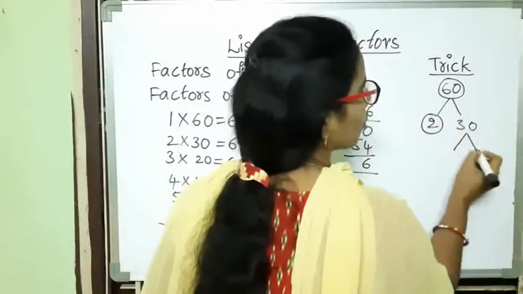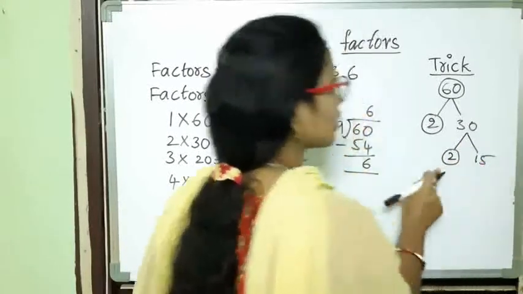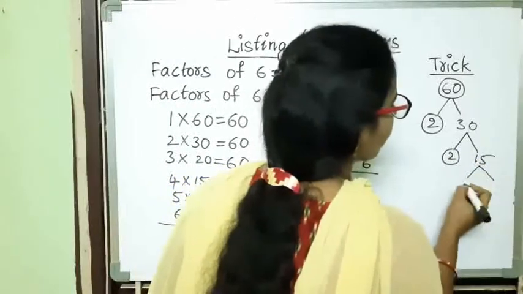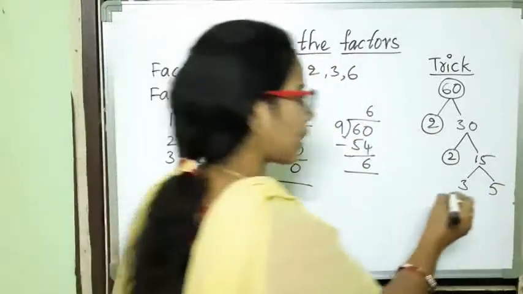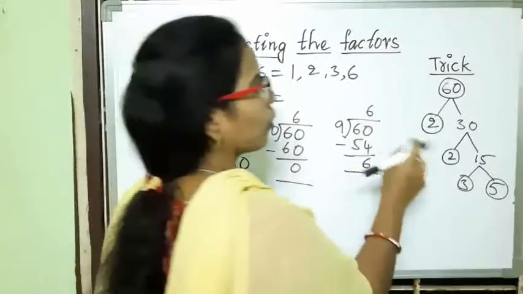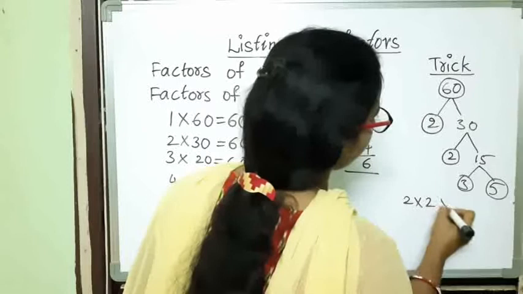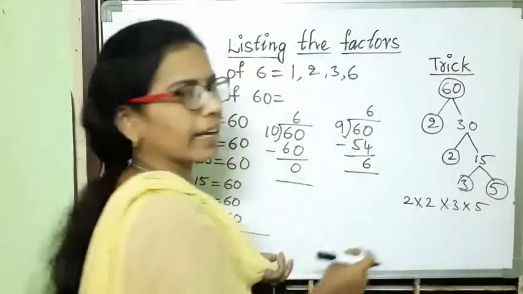Now we are going to break down 30 as 2 times 15. 2 is prime, so we can circle. Now we are going to break down 15 as 3 times 5. 3 is a prime, so circle. 5 is also a prime, so circle. Now I am going to write the prime factorization of 60 here. 2 into 2 into 3 into 5, with the primes circled.